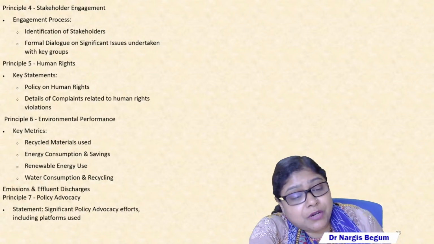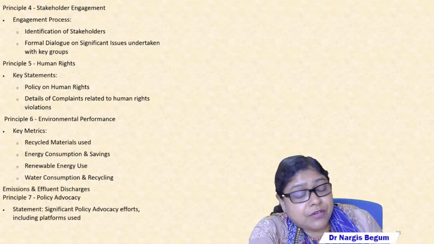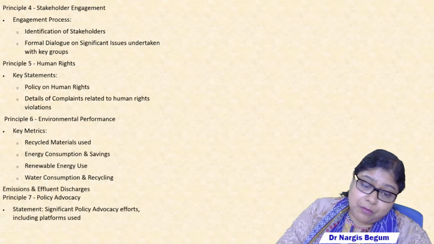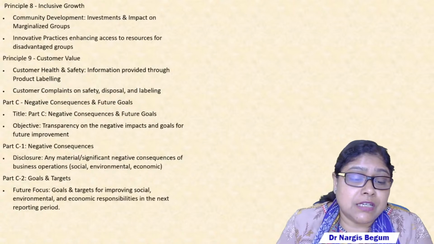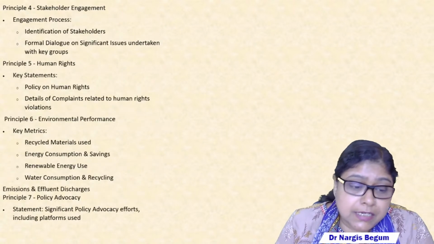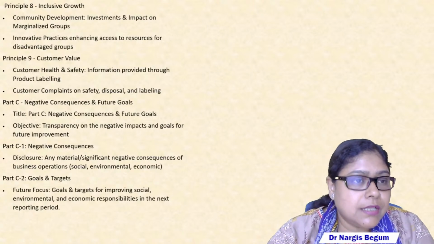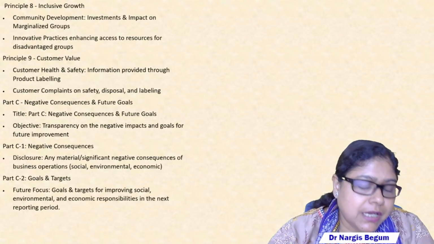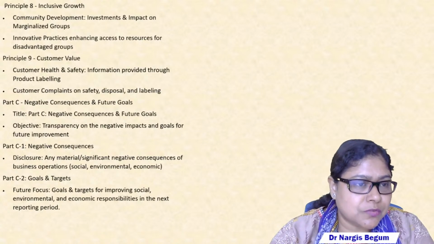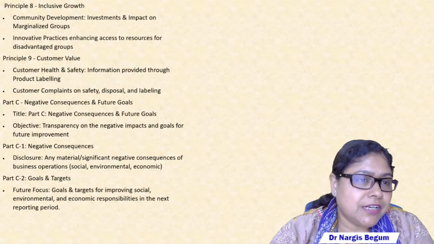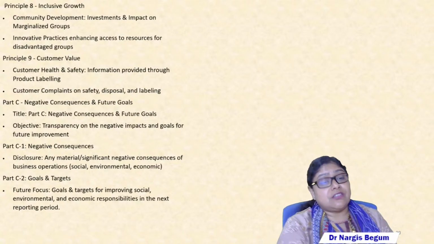Principle number 7 is policy advocacy. The significant policy advocacy efforts include the platforms used. Principle 8 is inclusive growth, that is community development. We need to identify the investments and the impact on the marginalized groups. We also go for understanding different innovative practices that enhance access to resources for disadvantaged groups.